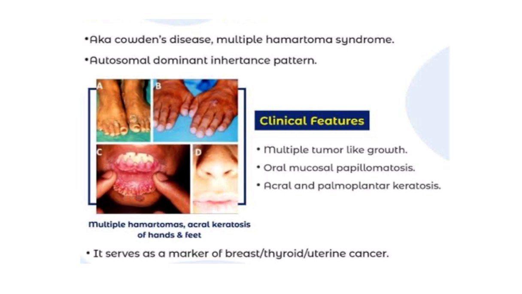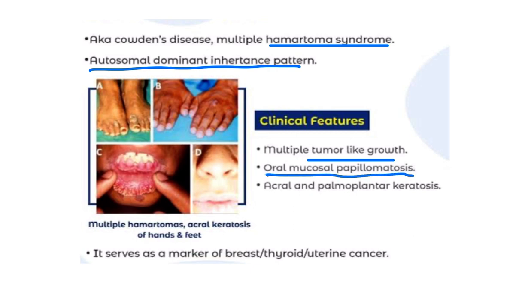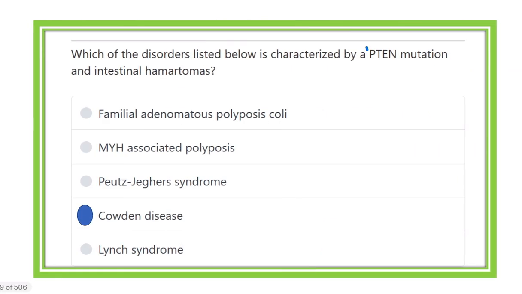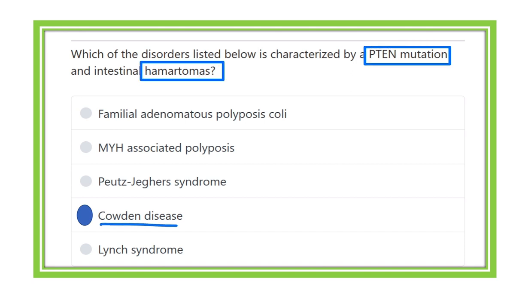And Cowden disease is a multiple hamartoma syndrome, an autosomal dominant condition. The clinical features are multiple tumor-like growths or hamartomatous polyps; oral or mucosal papillomatosis may also develop, and acral and palmoplantar keratosis may develop. So PTEN mutation and intestinal hamartomas are diagnostic for Cowden disease.